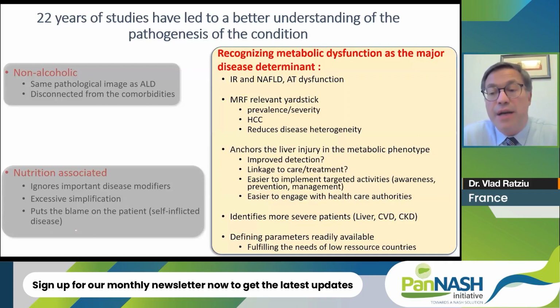Also, it anchors the liver injury in the metabolic phenotype, which might improve detection and awareness of the disease, might improve linkage to care and treatment, and it will also simplify the implementation of targeted activities such as awareness, prevention, and management. And it's also easier to talk about this disease and to engage with healthcare authorities or third-party payers if you really understand what the disease is part of. It identifies more severe patients because we all know that the more metabolic dysfunction you have, the more metabolic risk factors, the more severe the liver disease will be. And the defining parameters for metabolic risk factors have already been largely determined and defined in the cardiology metabolic literature.